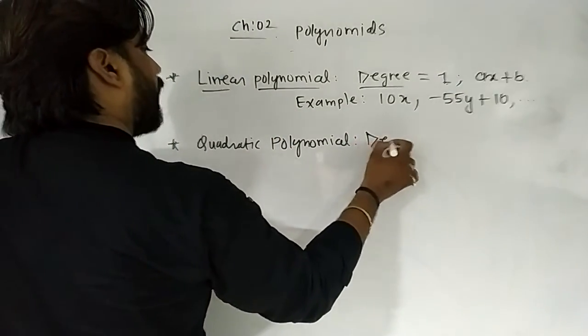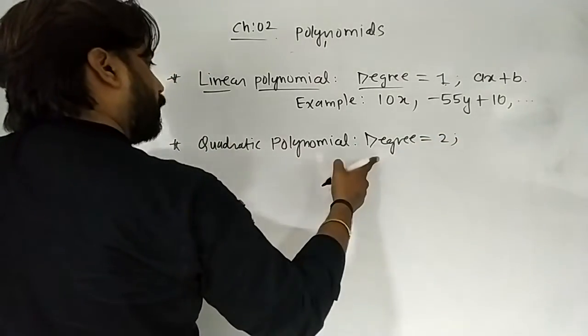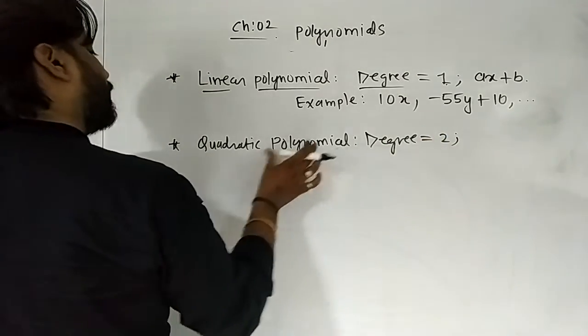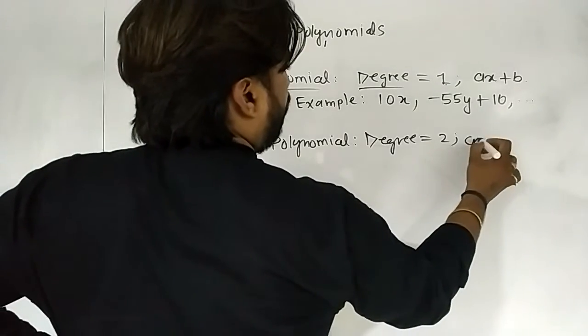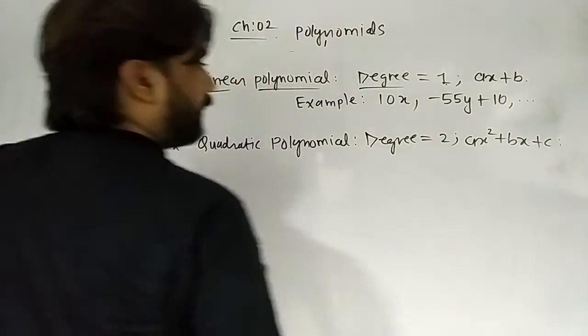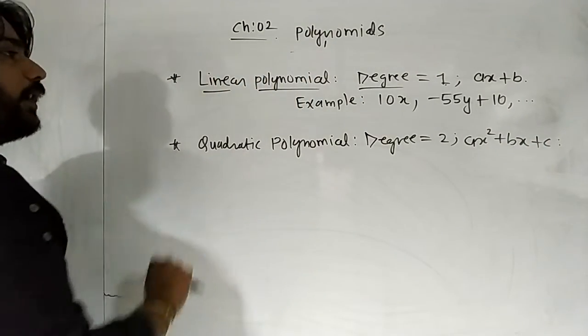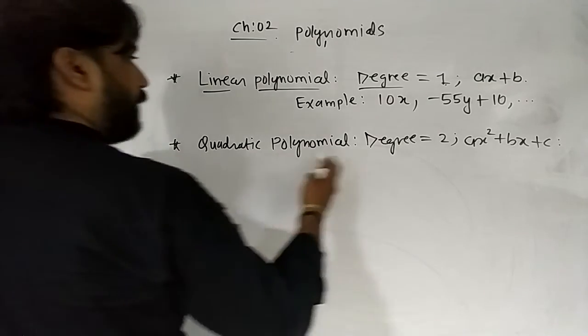Then quadratic में क्या होगा? Degree must be what? 2. अगर कोई polynomial की डिग्री 2 है तो उसे क्या कहेंगे? Quadratic polynomial. And what is the standard form? ax squared plus bx plus c. This is the standard form of a quadratic polynomial. Again, there are infinitely many examples.